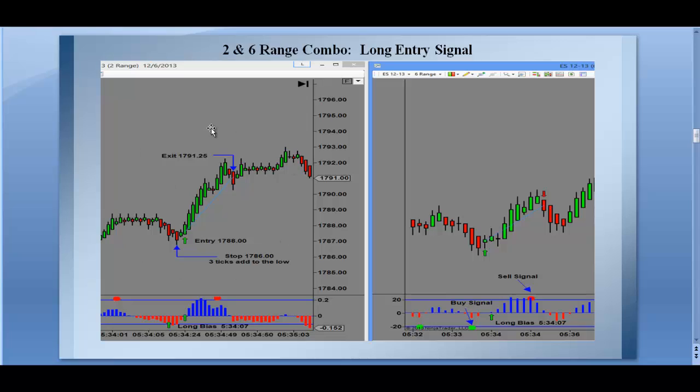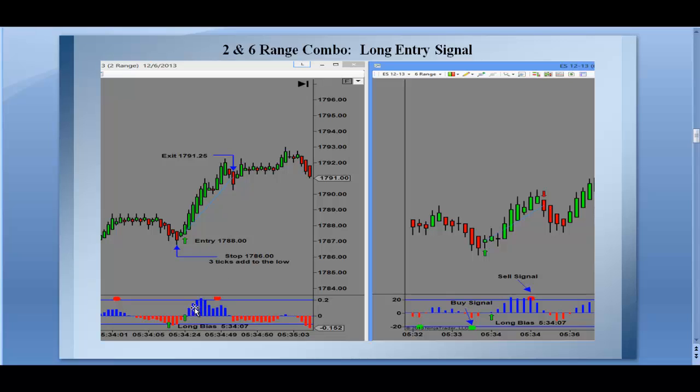Saying I only want to take a small profit, or I'm looking for short-term opportunities only. Fair enough. We have the long bias at 534.07, which is identified by these two buy signals. The green arrows are showing where the bias became long and then where your first entry would become. And you can see here your stop is 1786, 3 ticks added to the low of the lowest candlestick that I was talking about here. You add 3 ticks to that low, and that will be your stop on the entry here of 1788.